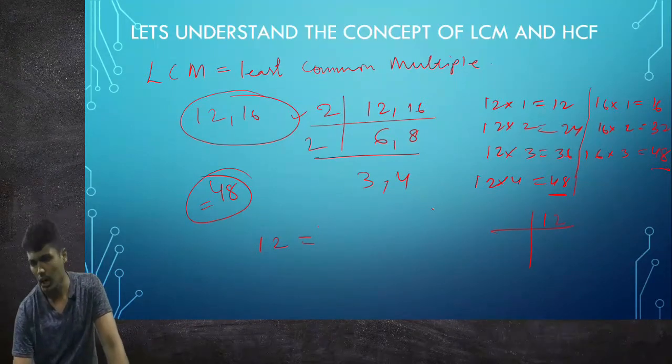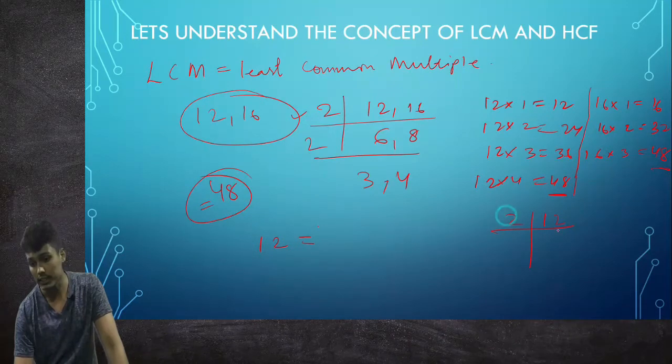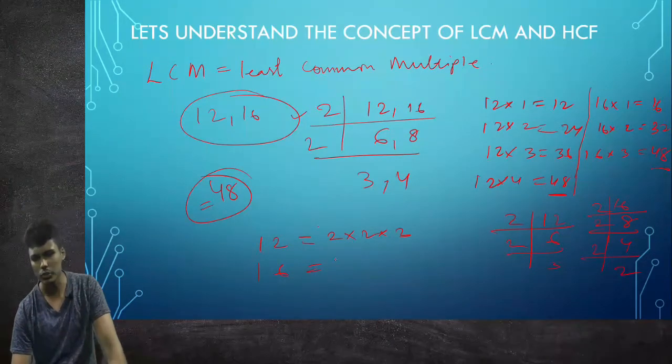I'm not going to do any questions, but let's find the canonical decomposition of 12. 2 sixes are 12, 2 threes are 6. So we can write this as 2 into 2 into 3, right? Now you write again for 16. 2 eights are 16, 2 fours are 8, 2 twos are 4. We can write 16 as 2 into 2 into 2 into 2.